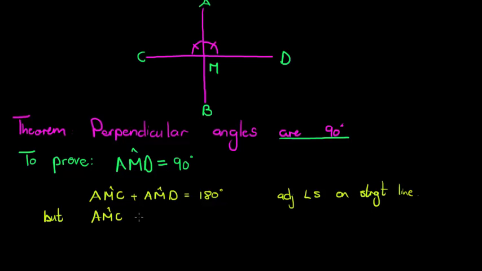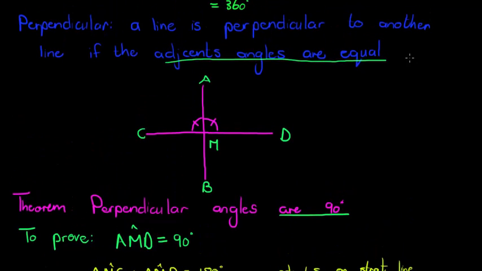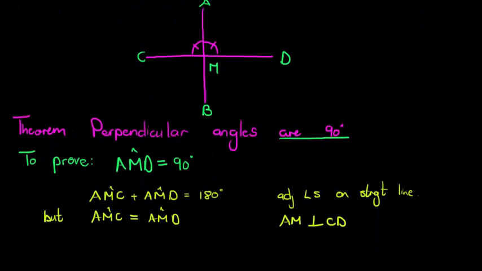AMC is equal to AMD. Why are they equal? Adjacent angles? No, adjacent angles aren't equal. Why are they equal? Good. Because AM is perpendicular to CD. That is the shorthand for perpendicular: AM is perpendicular to CD.